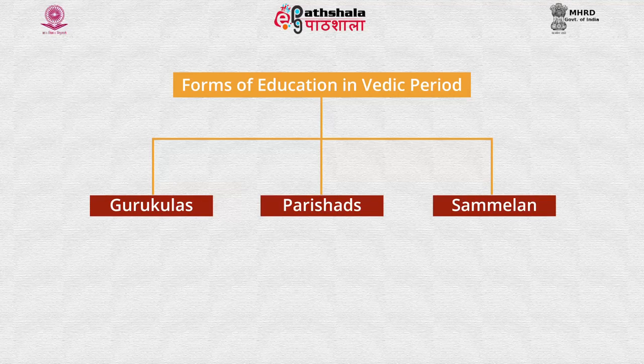Now, regarding the forms of education in the Vedic period, there were three types of institutions. Number one, Gurukulas; number two, Parishads; and number three, Sammelan.